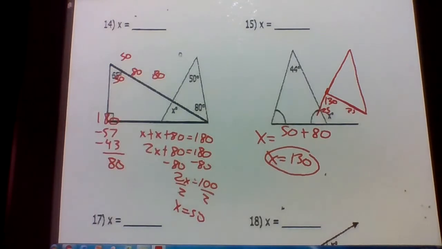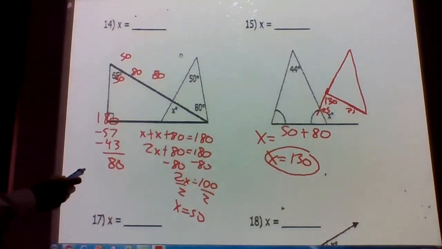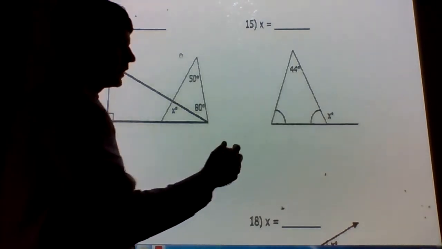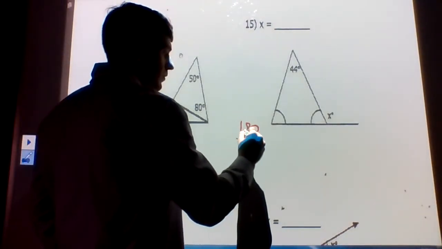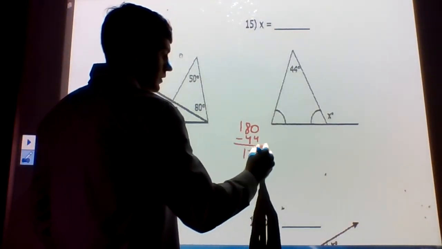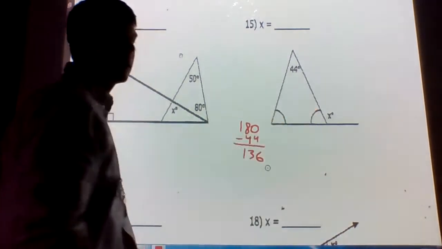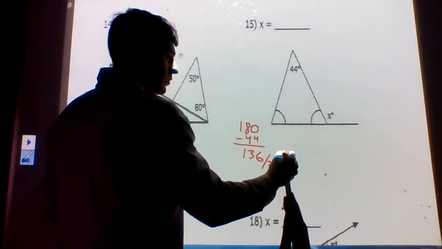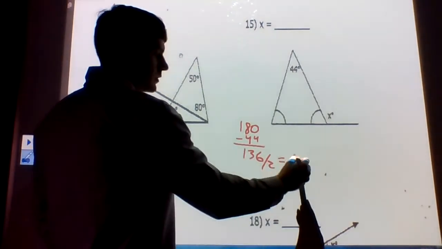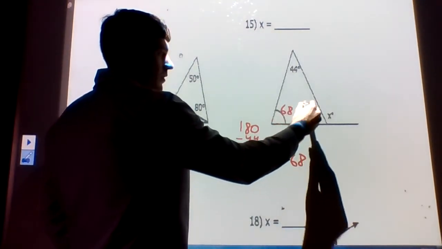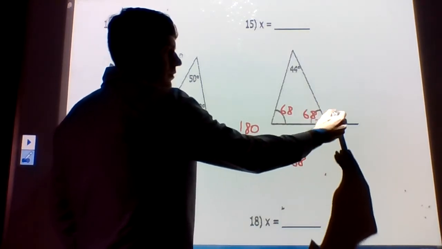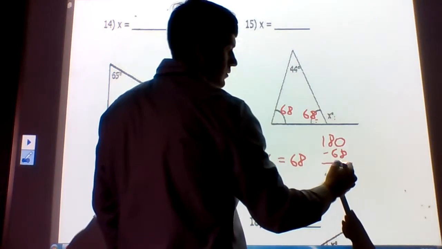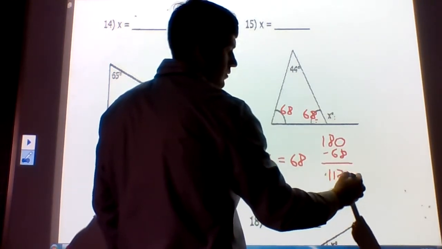Right, the next one over. Since these two angles are congruent at the bottom there, right, and the three angles add up to 180, we can do 180 minus 44. It's going to be 136. Okay, so these two angles have to add up to 136, and we know they're congruent, so we can just simply divide by 2. That's going to give us 68. Okay, and then these are a linear pair, so we do 180 minus 68. It's going to give us 112.